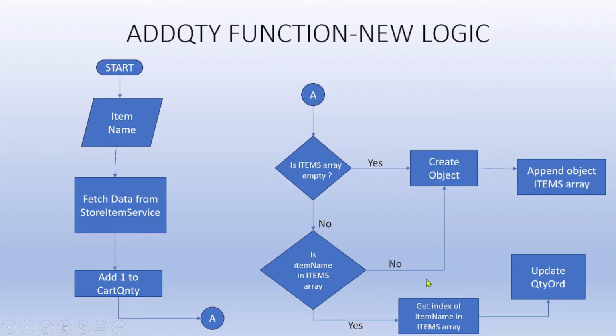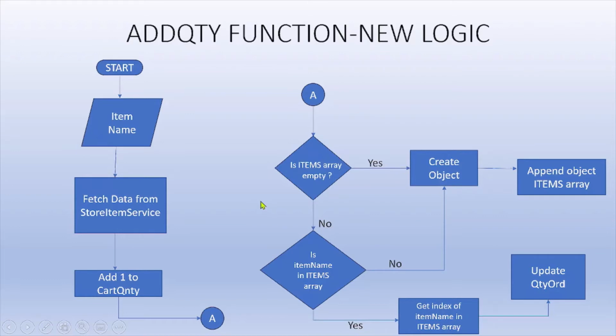Coming to the calculation of total cost, it would have to be calculated irrespective of these scenarios. That is, irrespective of whether the items array is empty or not, and irrespective of whether the item the user is adding is in items array or not, right?